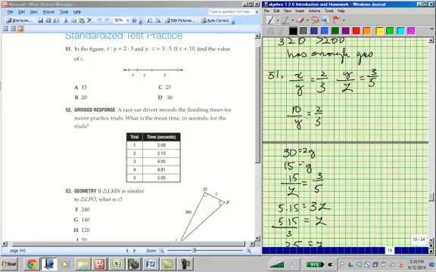Multiply both sides by 360, 180 goes into 360 twice. 2 times 70 is 140.